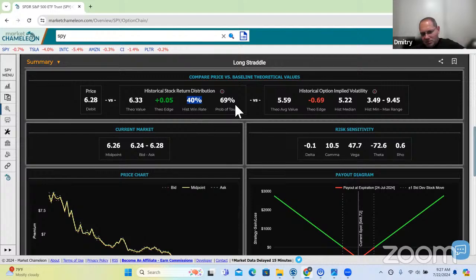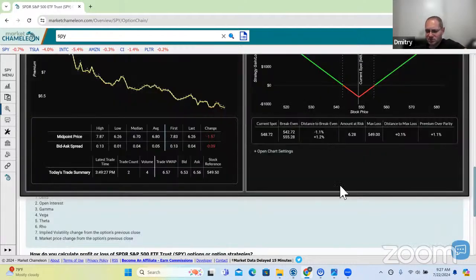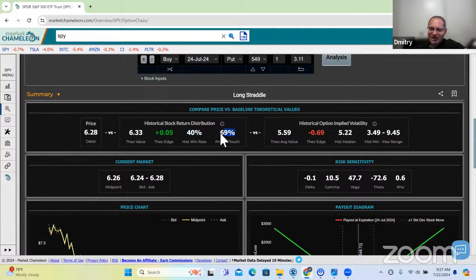So this is where the probability of touch comes in. Well, how often did the stock move enough to exceed these parameters, 1.1% down, 1.2%? How often did it move enough at any point in between those 3 days to make this straddle profitable? Basically, the parity of that straddle would have exceeded this cost. Well, that happened 69% of the time, right? So a little bit higher.